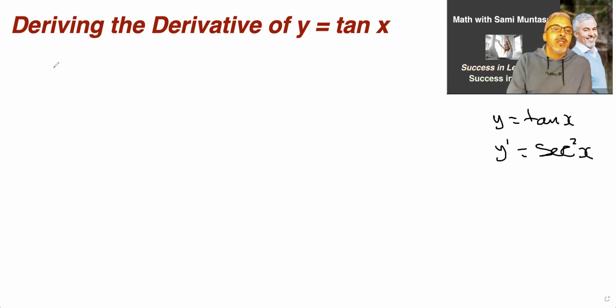So what I'm gonna do, I'm first of all gonna change the tan into sine x over cos x, because that's what the tan is from your identity sheet. So tan x is sine x over cos x.